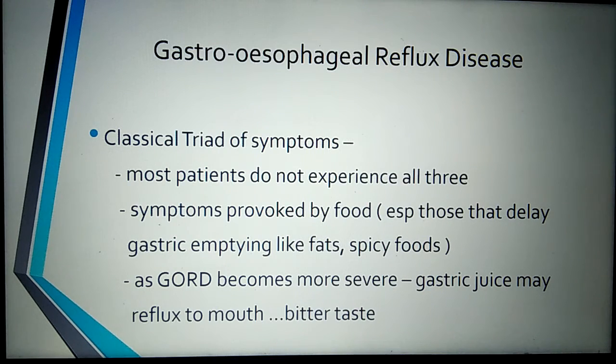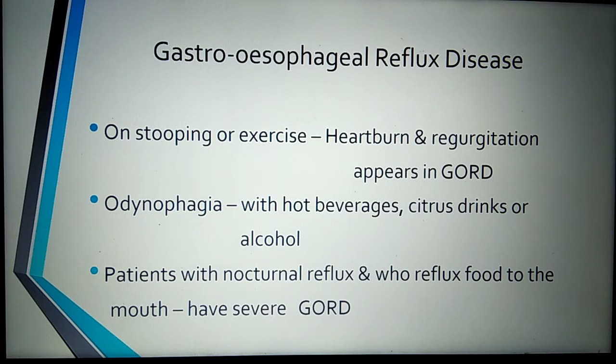Sometimes as the GORD progresses and becomes more severe, the gastric juice may reflux to the mouth, leading to a bitter taste. These are the factors we are discussing that increase the clinical symptoms of GORD. On stooping or exercise, heartburn and regurgitation appear in GORD. If the patient is suffering from GORD, clinically we may get odynophagia, especially with hot beverages, citrus drinks, or alcohol.